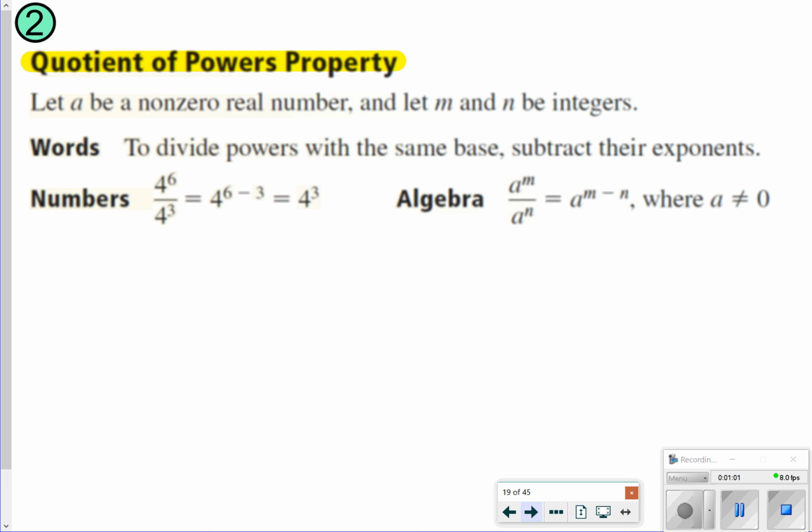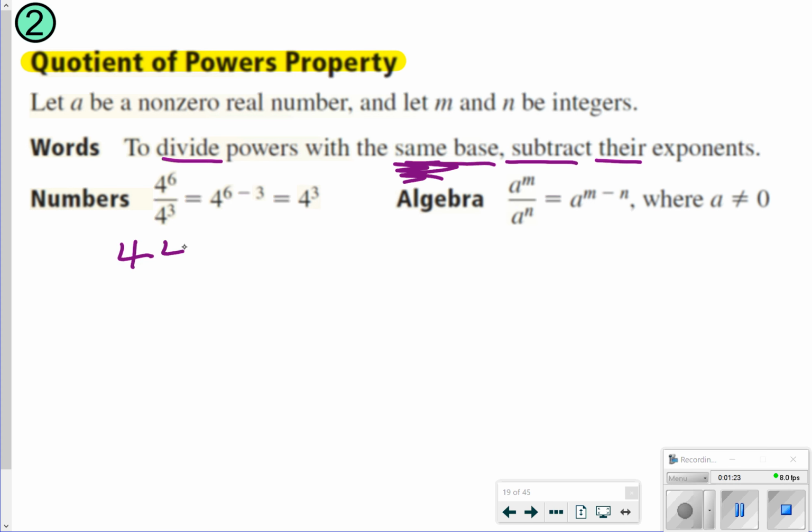Number 2 talks about the quotient of powers. Again, you need to let a be a non-zero real number, and m and n can be integers, meaning whole numbers that are positive or negative. When you're trying to divide powers with the same base, you can subtract their exponents. Like 4 to the 6th power over 4 to the 3rd power is equal to 4 to the 6 minus 3, which is equal to 4 to the 3rd.